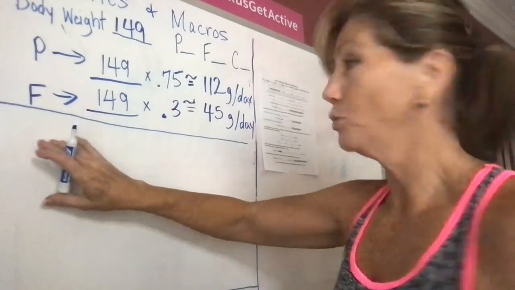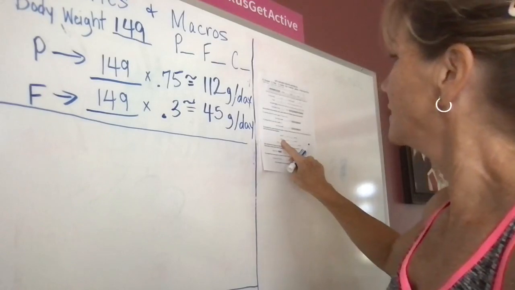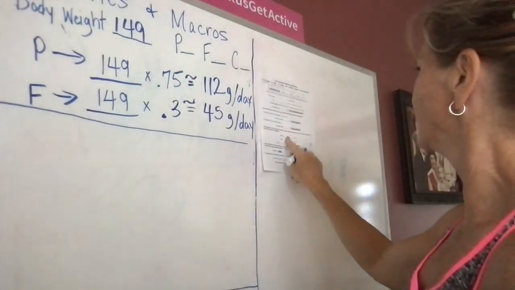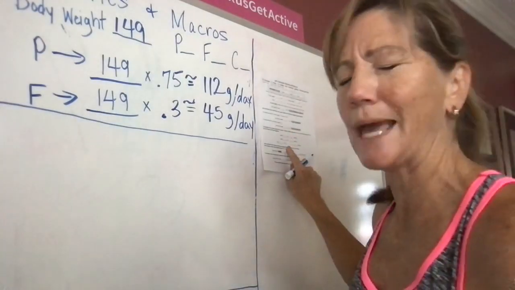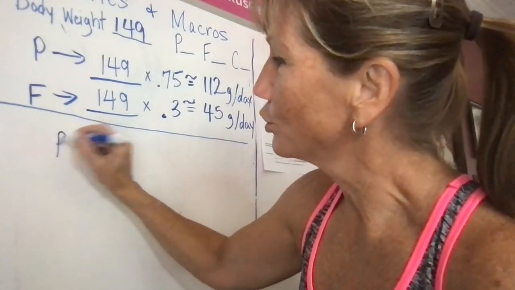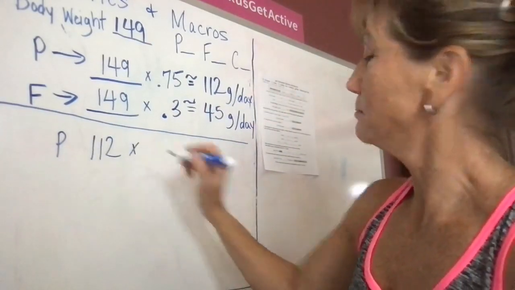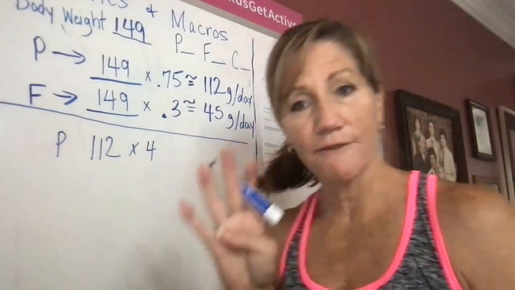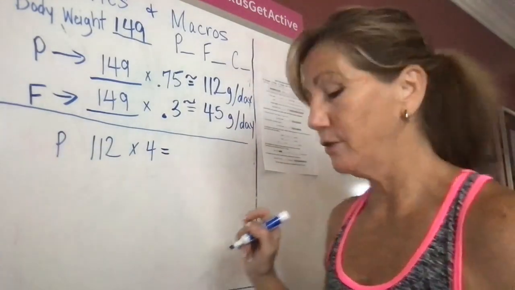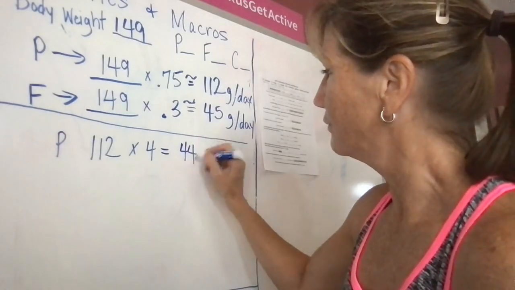So on the worksheet, it says your total protein times 4 and your total fat times 9. So let's do this. We're going to go our total grams of protein. Mine happens to be 112. And I'm going to multiply that times 4. There are 4 calories in each gram of protein. So that's all that means. And we're going to do 112 times 4 for myself. And that comes out to 448.